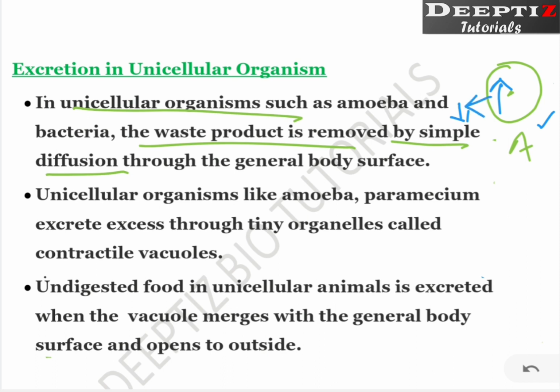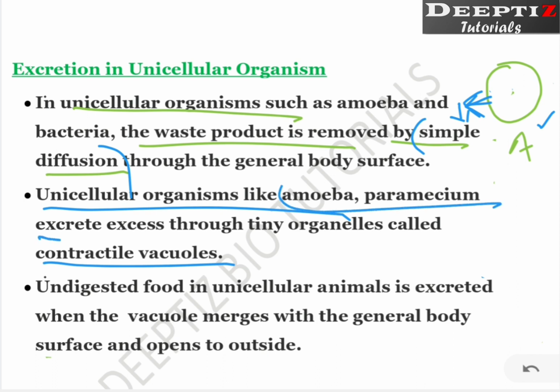After that, what will be there? Waste will be removed. Why? Because it has already diffused out. Hope this is clear. Simple diffusion means movement of substances from higher concentration to lower concentration without expenditure of energy, right? Now amoeba also excretes by formation of a contractile vacuole, or else we can say that amoeba and paramecium excrete excess waste through a tiny organelle called the contractile vacuole.